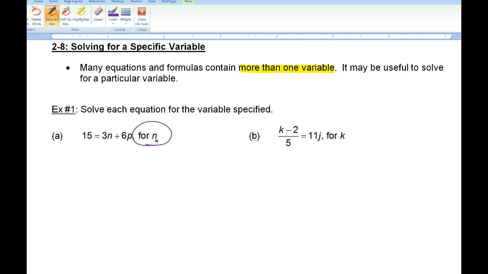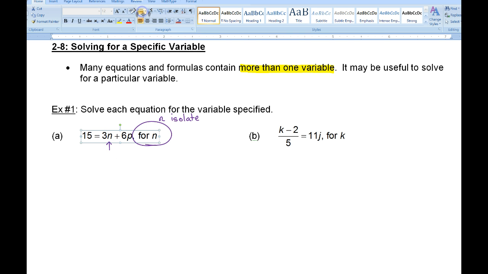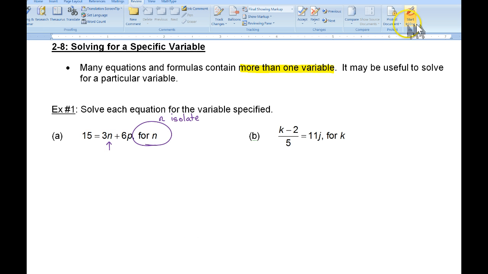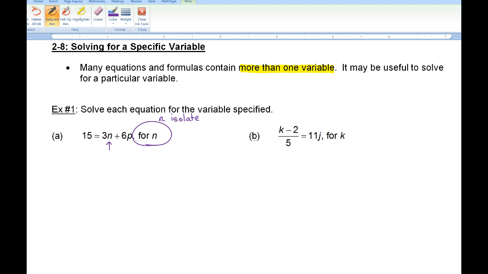So when we see for N, N is what we want to isolate. That's what we're solving for. So we want to get N by itself. So it helps to look at, all right, here's my N. That's what I want to get by itself. So we want to try to cancel everything else that's around N.